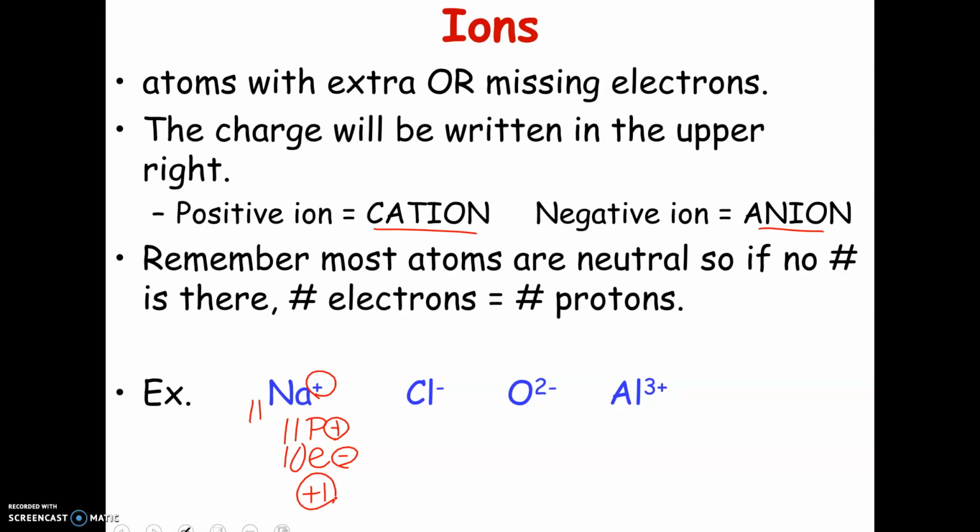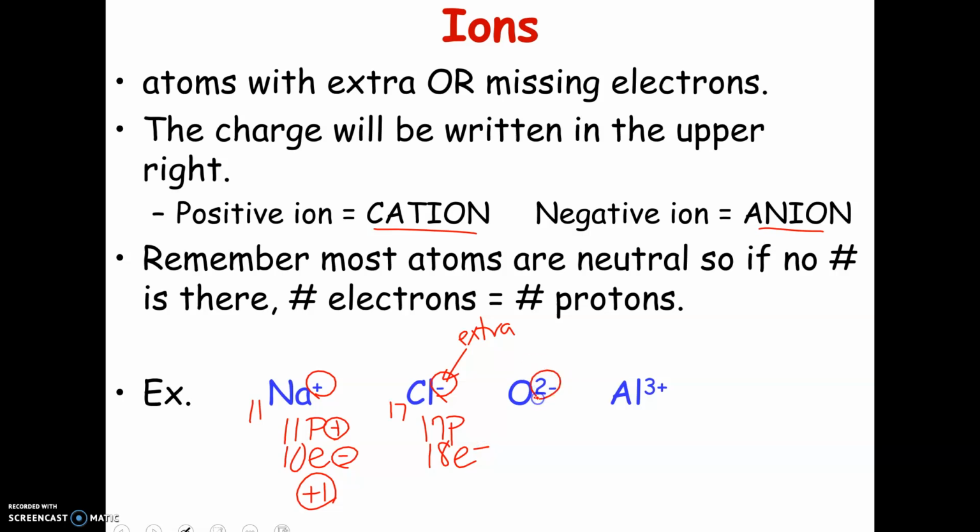Now we see chlorine. The ion is actually called chloride. And chlorine on the periodic table is number 17. So it would have 17 protons, but notice a negative charge. That means it has 1 extra electron. So this is going to be 18 electrons.